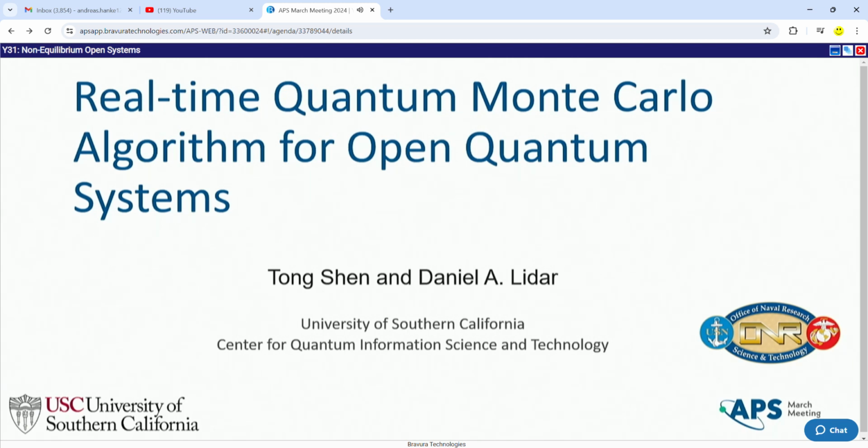Lidar's group. So for today, I will present an algorithm we have developed to simulate the dynamics of open quantum systems classically using quantum Monte Carlo.